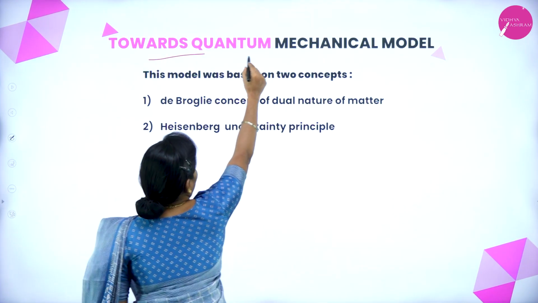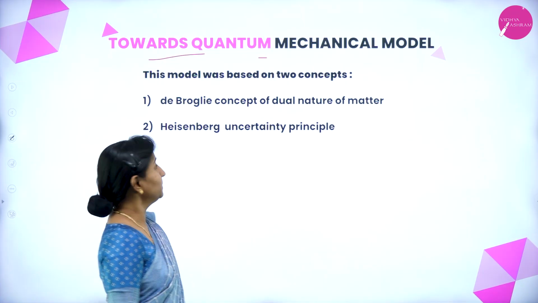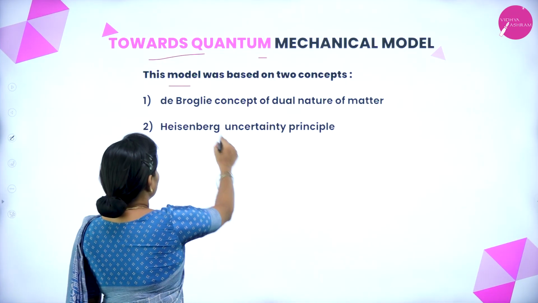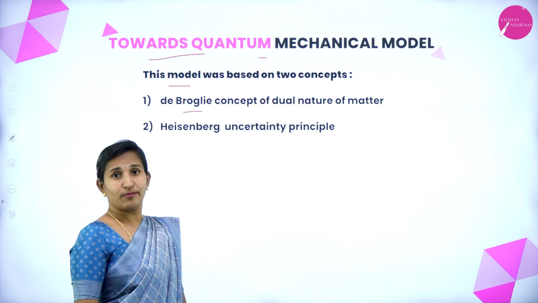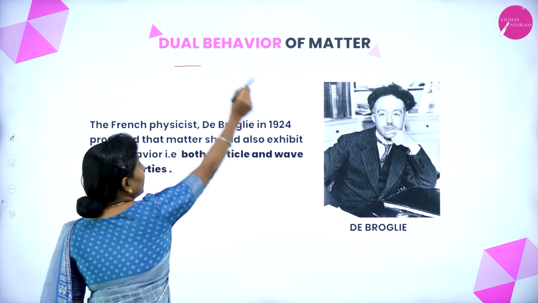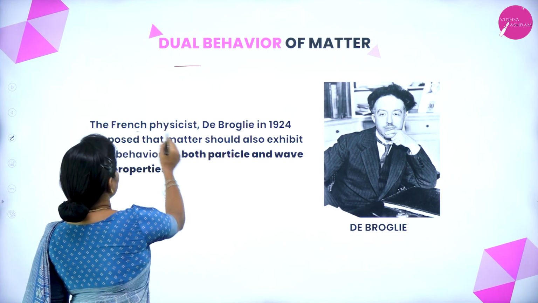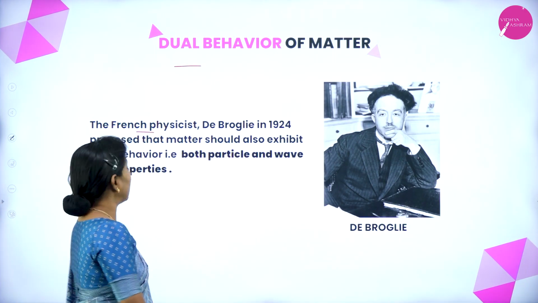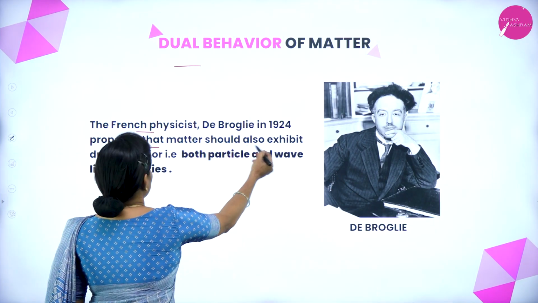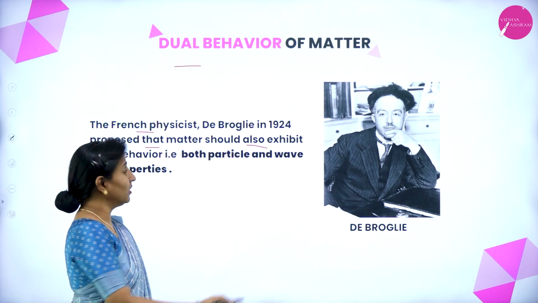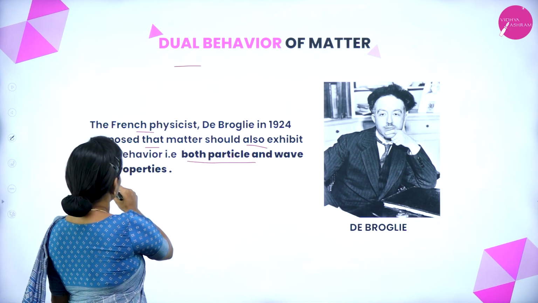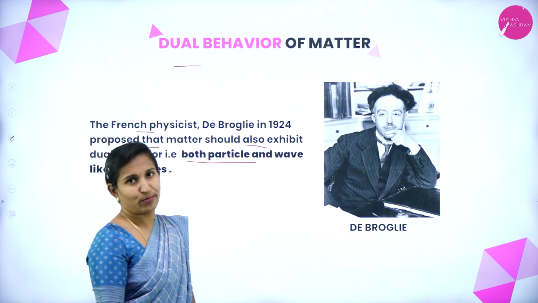Towards the quantum mechanical model of an atom: this model was based on two concepts, de Broglie's concept of dual nature of matter and the Heisenberg uncertainty principle. Dual behavior of matter: the French physicist de Broglie in 1924 proposed that matter should also exhibit dual behavior, that is, both particle and wave-like properties.